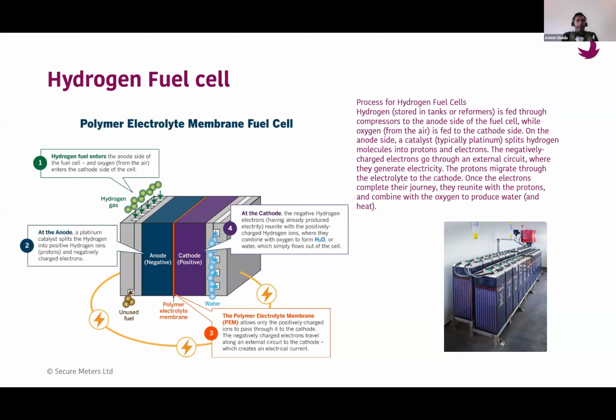And then you have this membrane here, which allows only the positive ions to go through, and the negative has to go through whatever load is connected in between, in electrical form, towards the other side of the battery, the cathode side. Very simple to explain, but how do we produce this hydrogen?